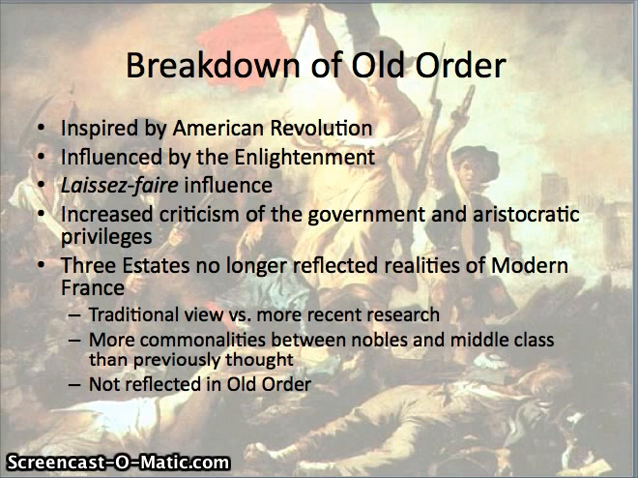And especially the bourgeoisie, they feel as though economically they are not far off from the nobility, but yet they don't have any political representation. And so they're going to increasingly resent the old order, and they're also going to be resentful of the king and the nobility.